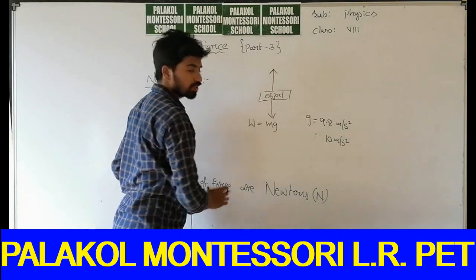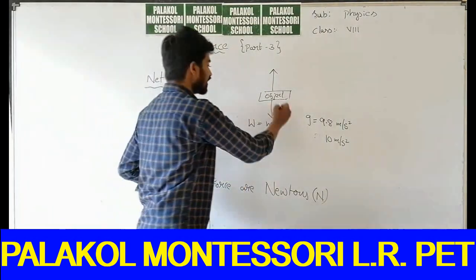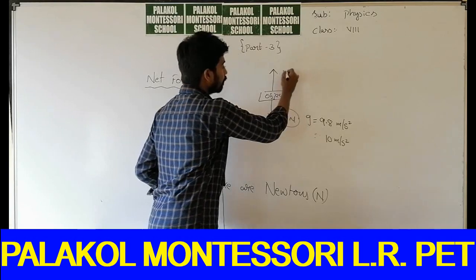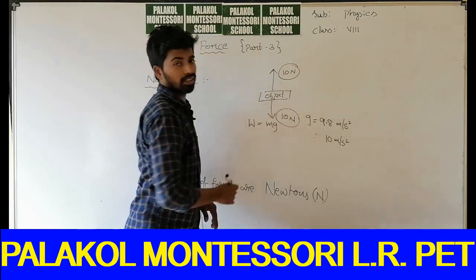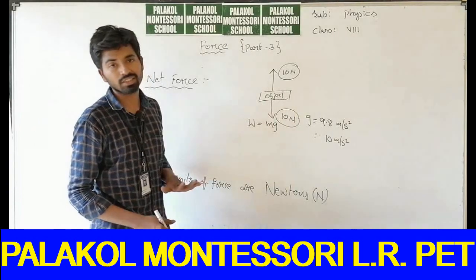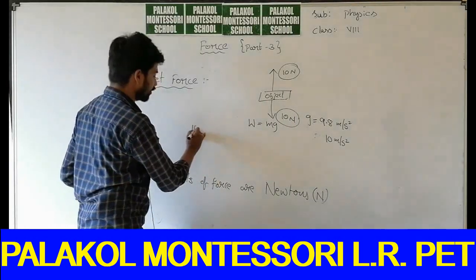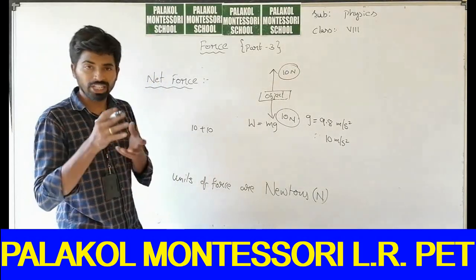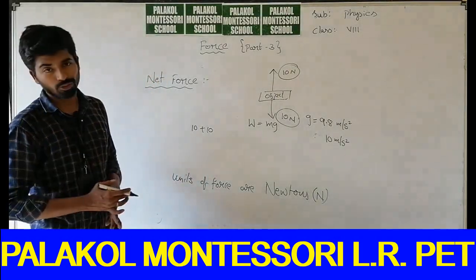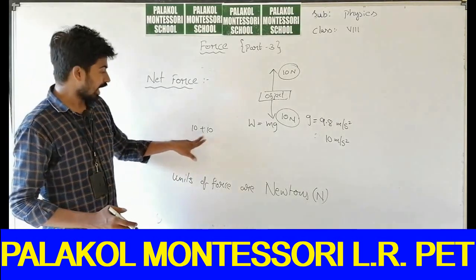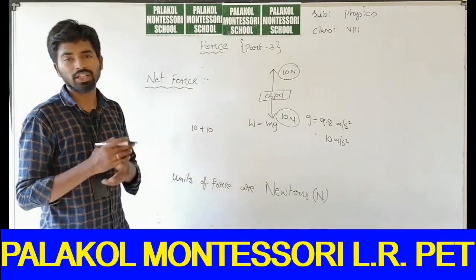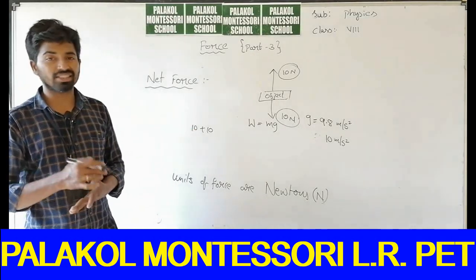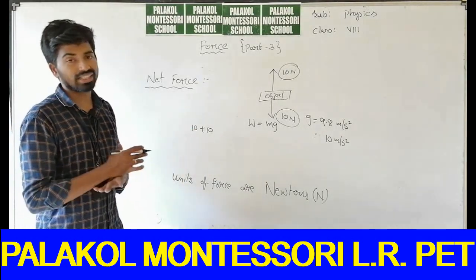What is the total force? So let us say this downward force is 10 newtons and the upward force is 10 newtons. So what is the total force acting on this? It is not 10 plus 10 equal to 20. Whenever you are finding the total force, it is not a regular summation. You cannot add like regular numbers. You need to consider the directions also.